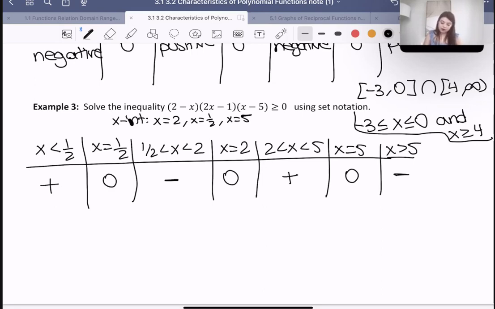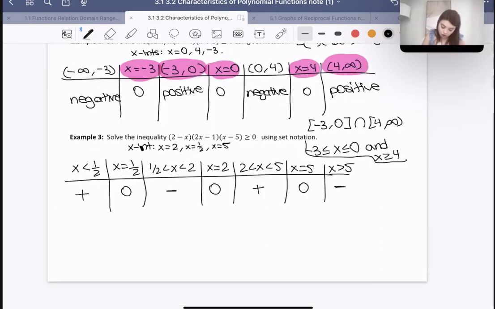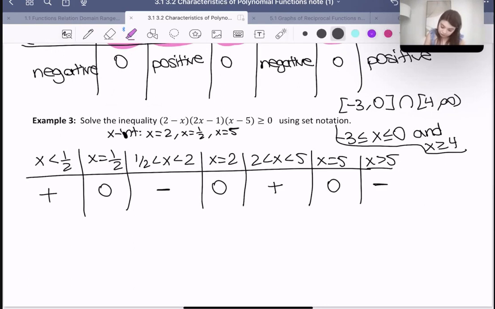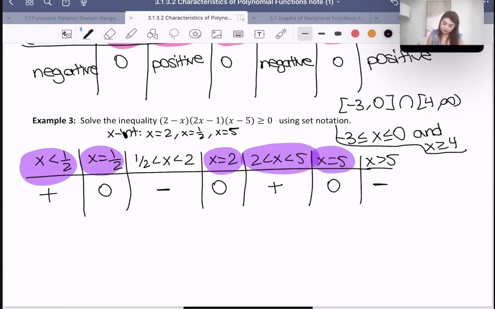So therefore our answer is what? Our answer is all the positive intervals and the zero intervals. So everything that's not negative is included here. So therefore the answer is when x is less than or equal to a half, and when x is between 2 and 5, including the values 2 and 5. So there we go. Awesome.